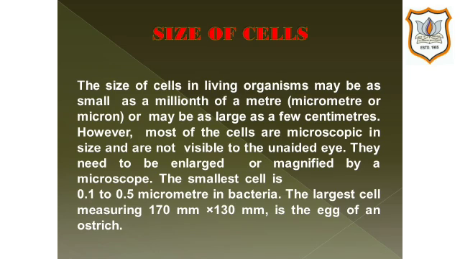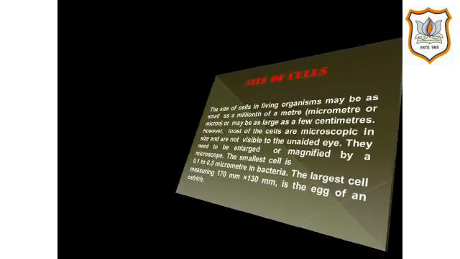Bacteria cells are extremely small. The bacteria cell has a length of 0.1 micrometer to 0.5 micrometer. In fact, the bacterium mycoplasma is the smallest cell, having a size or length of only 0.1 micrometer. The largest cell, measuring 170 millimeter by 130 millimeter, is the egg of an ostrich.